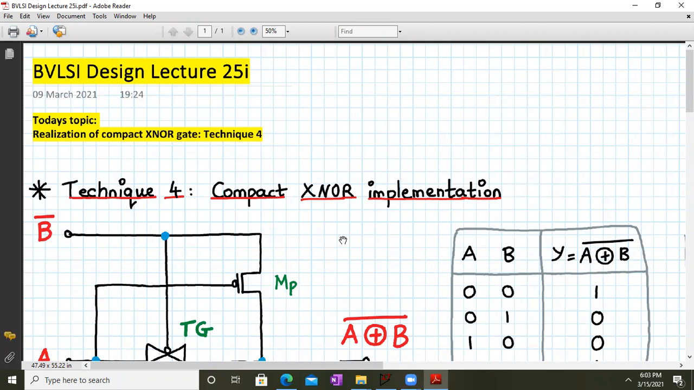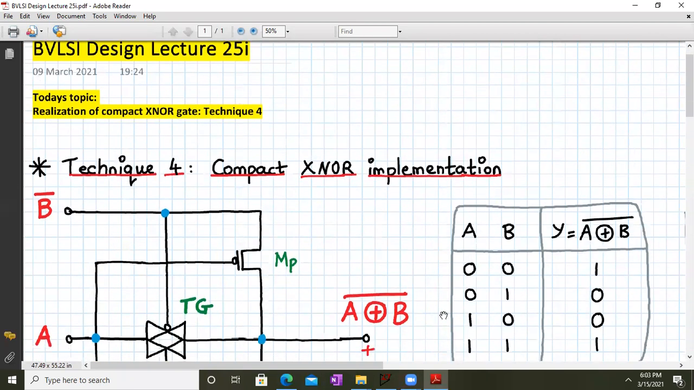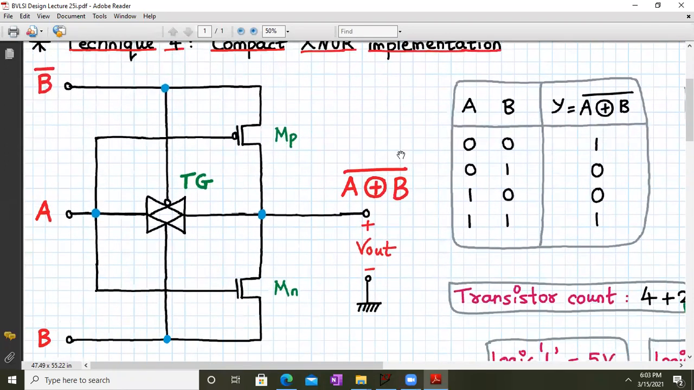Today's topic will be realizing a compact XNOR gate, which is a transistor level implementation of the same using technique number 4. Okay, so let us jump into the circuit.